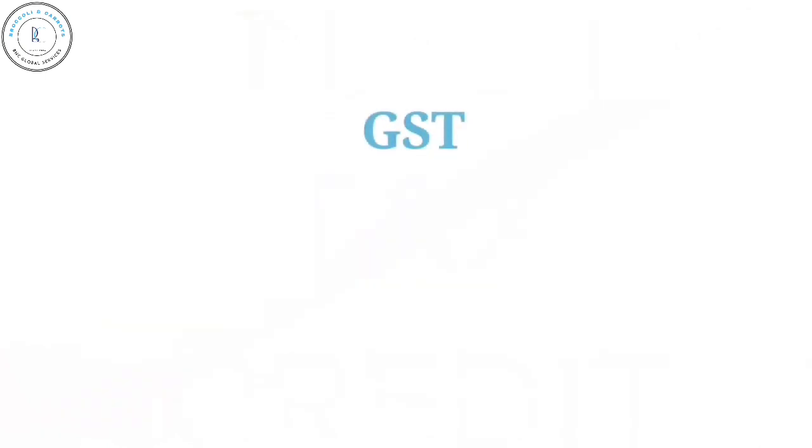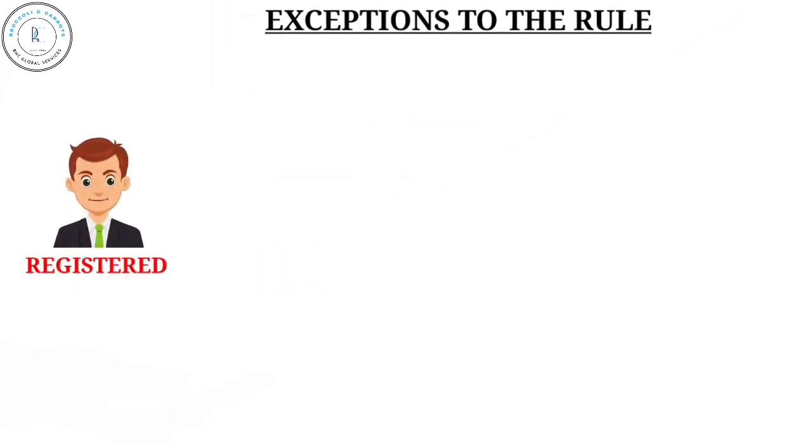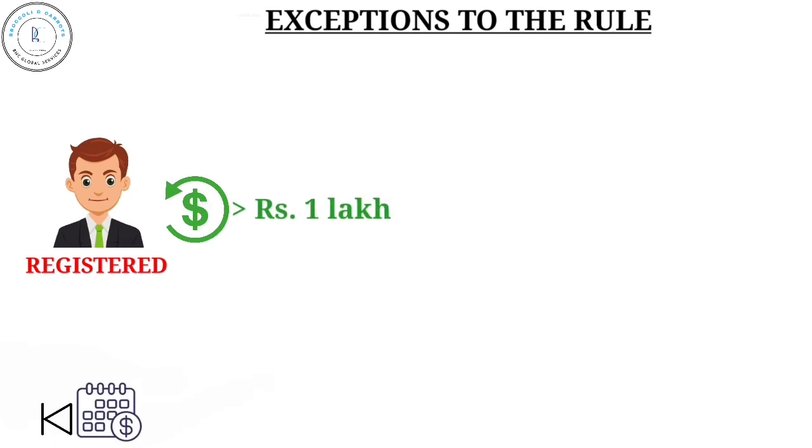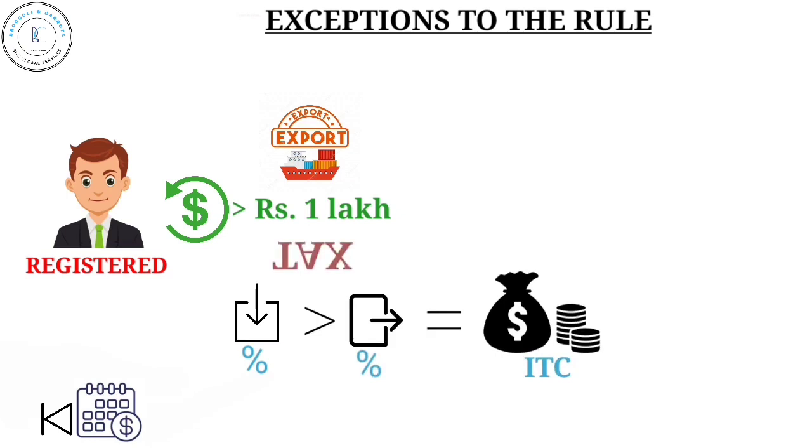Today, we shall be discussing the concept of Rule 86B, restriction on input utilization, and exceptions to the rule. If the registered person concerned has received a refund of an amount greater than 1 lakh rupees in the preceding financial year, on account of export under LUT, or due to inverted tax structure, where the tax rate on input is higher than the tax rate on output, resulting in accumulation of ITC.